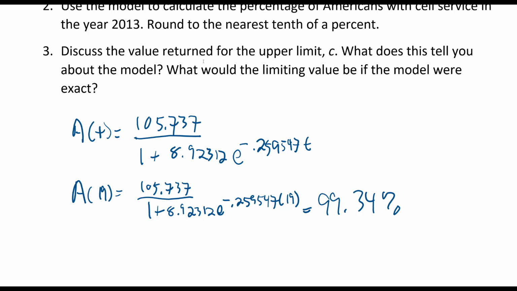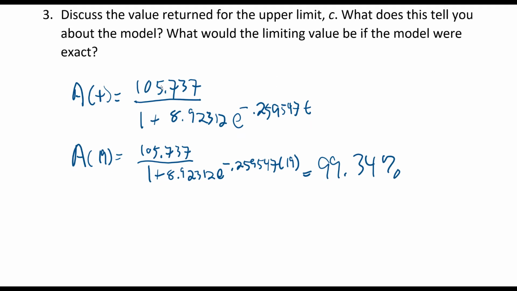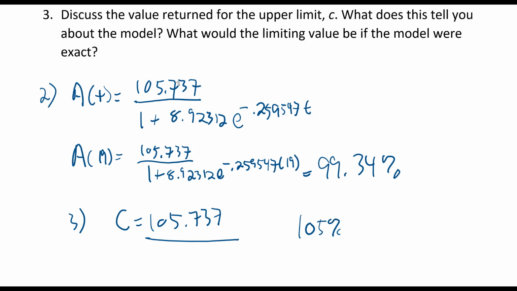And the last question, discuss the value returned for the upper limit c. What does this tell you about the model? What would the limiting value be if the model were exact? Well, look at this c. C is 105.737. This means that in the long run, 105% of the population is going to have cell phones. So 105.7%, by the way, of the population will have cell phones.